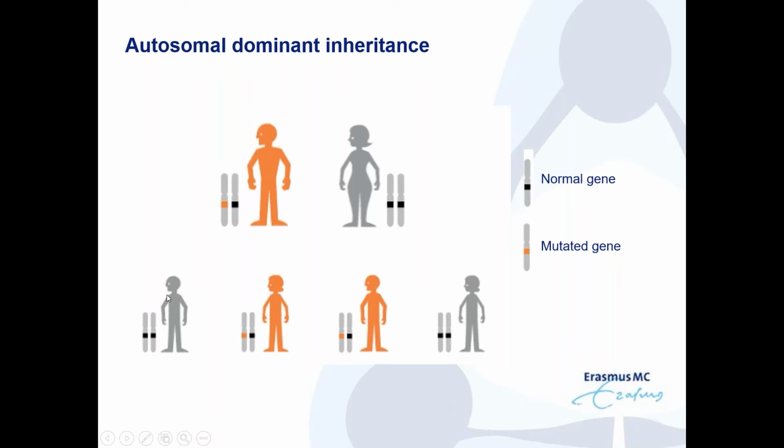So in this case, the boy on the left and the girl on the right both got the non-affected gene from their father, and of course also a non-affected gene from their mother. So they don't have a mutation and don't get the disease. But these two in the middle both got the mutated gene from their father, which means that they will also develop the disease.